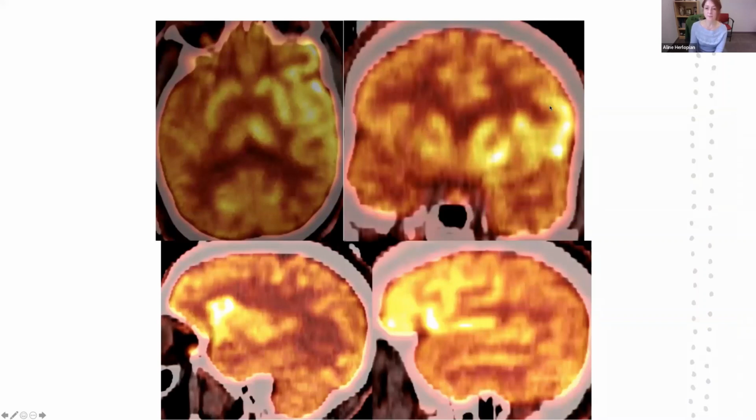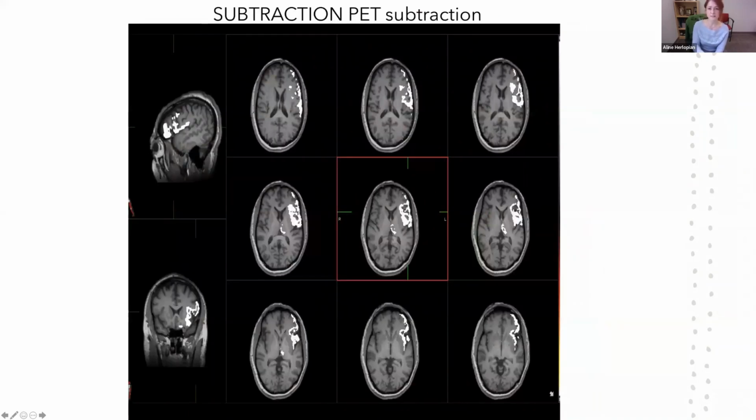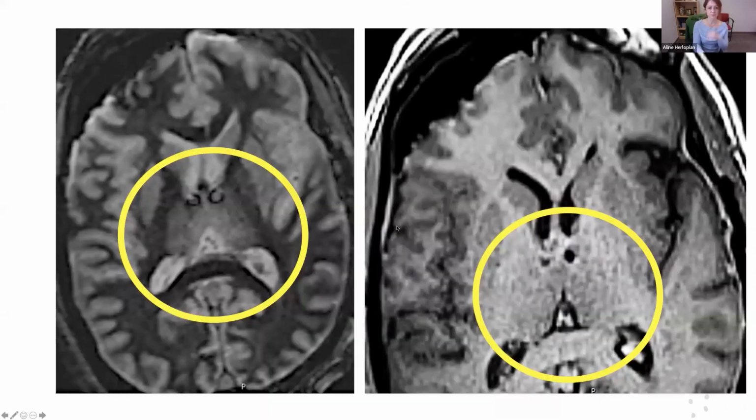You see the hypermetabolism in these areas. It's in the frontal area, specifically here in the frontal opercular region. This is the subtraction PET, where we use the ictal and the interictal, and you see it's a broad region. So how do you treat this patient? If this is a dominant hemisphere, you cannot perform resection, or else there would be a compromise. So we implanted deep brain stimulation.